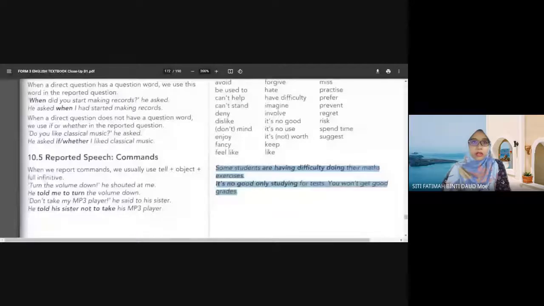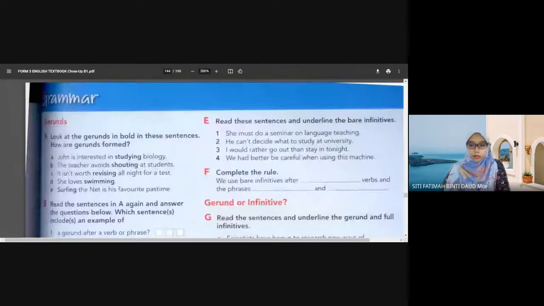Now take out your textbook and turn to page, not this one. Turn to page 143, please. Okay. Page 143. As I mentioned just now, we will flip through page 143 and page 171 in between.